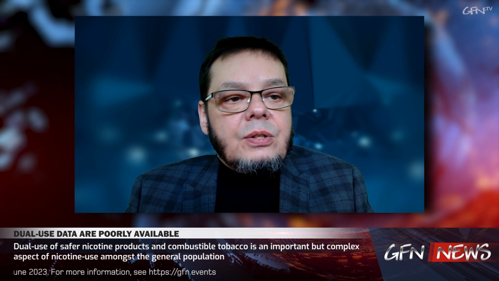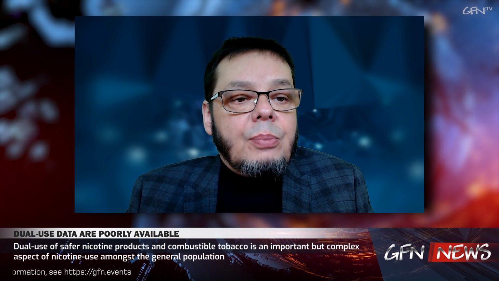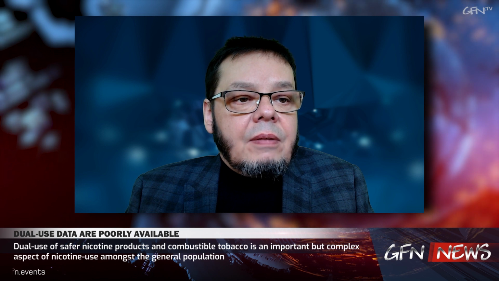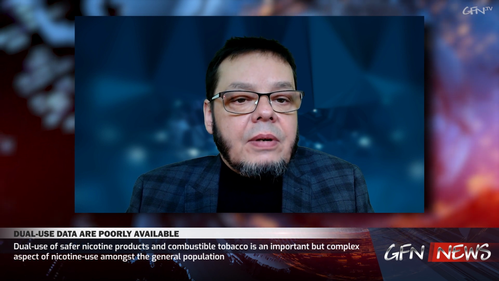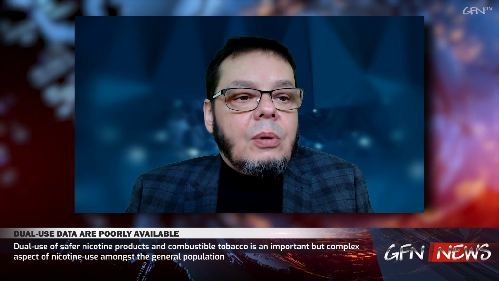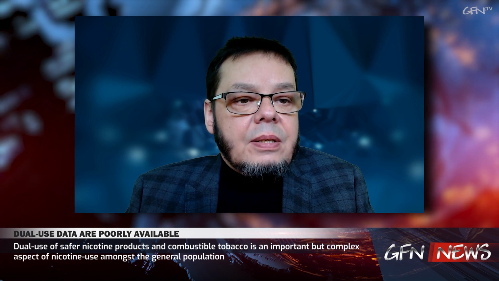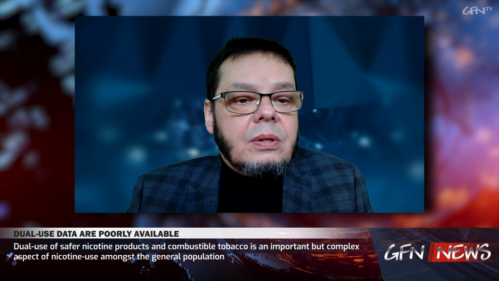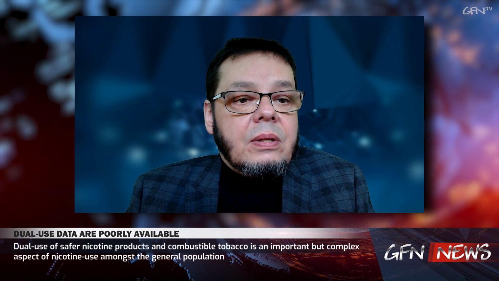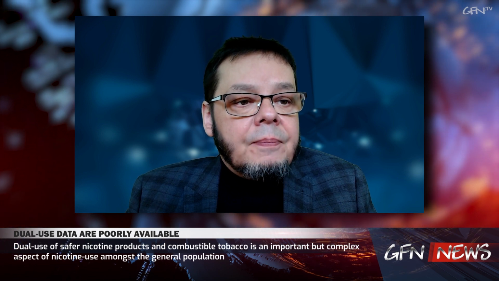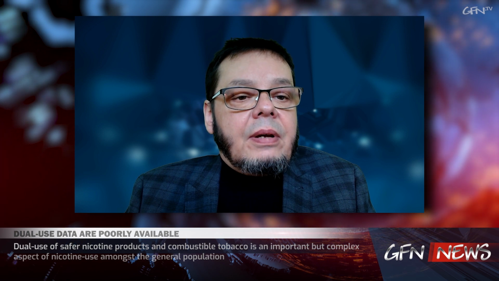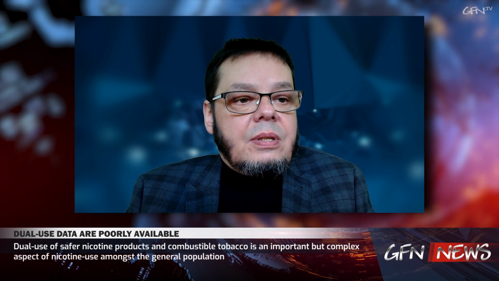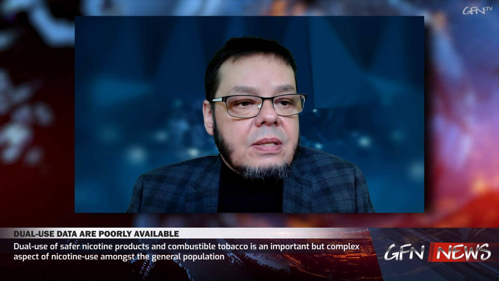Dual use information is, not a surprise, poorly available. Even if a survey has questions relating to smoking and use of safer nicotine delivery systems, it is not a common practice to publish statistics where this information is combined. Given that the raw survey dataset is usually not publicly available, it is not possible to produce such statistics for our analysis.